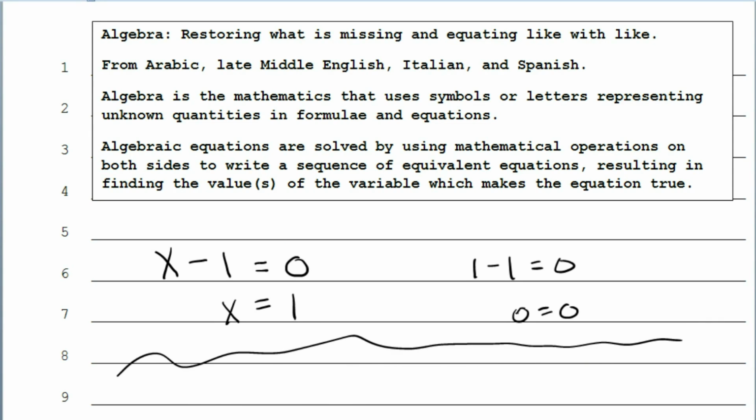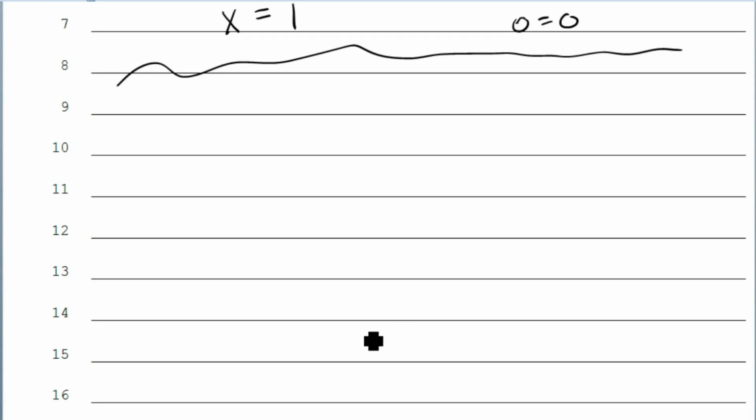And let's do another one. X plus 3 equals 19 minus 2x. Not so easy. Not so easy to guess what x would be now. So you have to manipulate the equation by using mathematical operations, and what you do to one side you always have to do to the other.